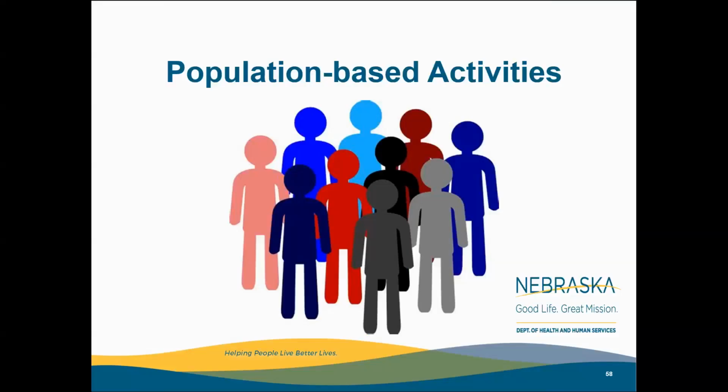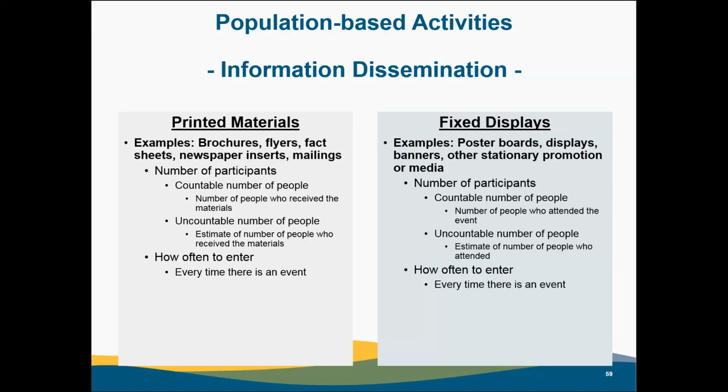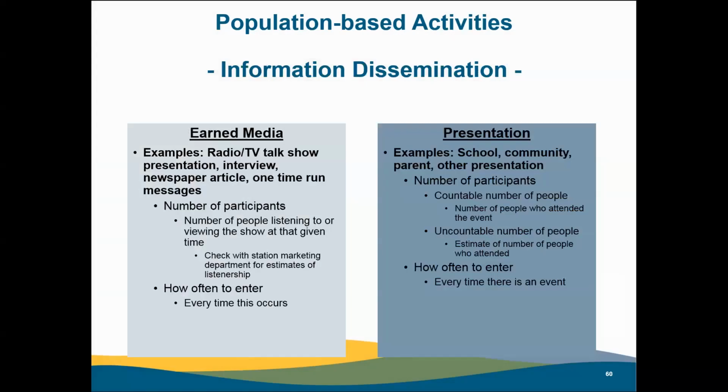So we are just about at 2 o'clock, so I'm not going to read these to you, but you will have access to copies of all the slides, and these also exist in guidance documents. Basically, what I just wanted to mention is that for each type of population-based activity, there is a little bit of specific guidance about what to do for countable populations and uncountable populations and how to best estimate those population numbers to then put into NPIRS.